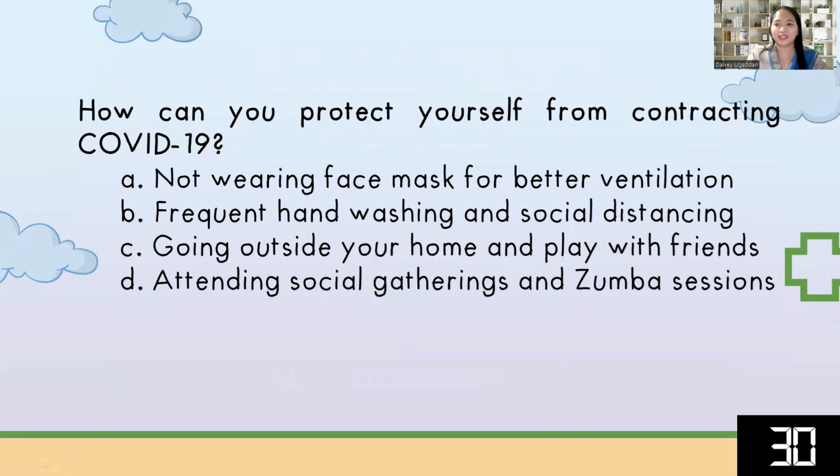Question number 22. How can you protect yourself from contracting COVID-19? A. Not wearing face masks for better ventilation. B. Frequent hand washing and social distancing. C. Going outside your home and play with friends. Or D. Attending social gatherings and Zumba sessions. Please key in your answer in the comment section.